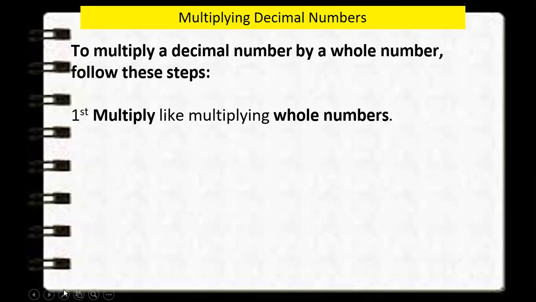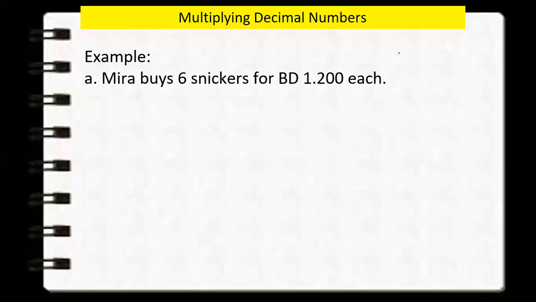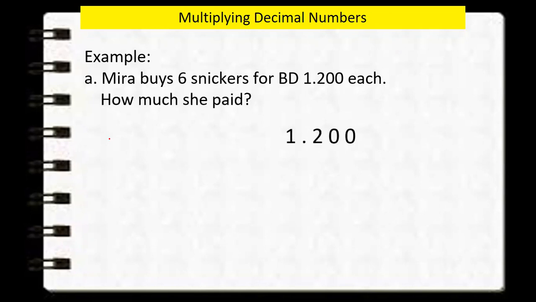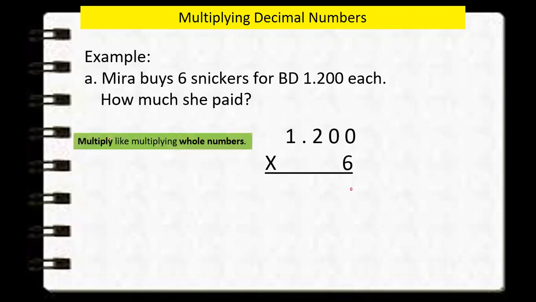Example, Mira buys 6 sneakers for 1 dinar and 200 fils each, how much did she pay? So we have to put 1 dinar 200 fils times 6. We are going to multiply in the normal way of multiplying whole numbers. So 0 times 6 is 0. 0 times 6 is 0 again. 6 times 2 is 12, carry 1. And 6 times 1 is 6, plus 1 is 7.